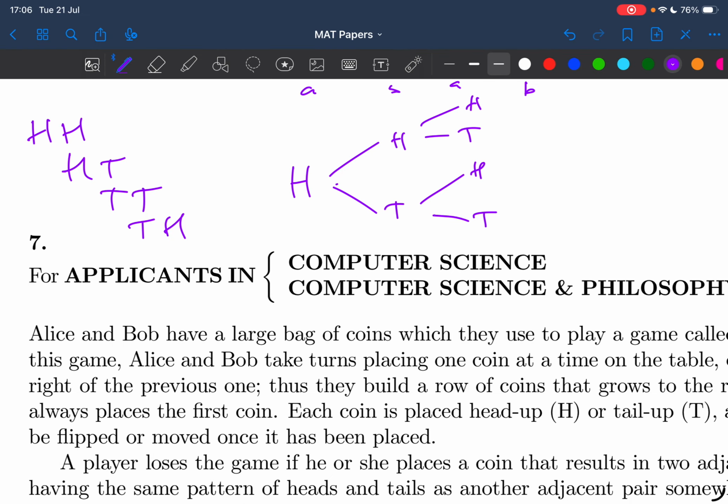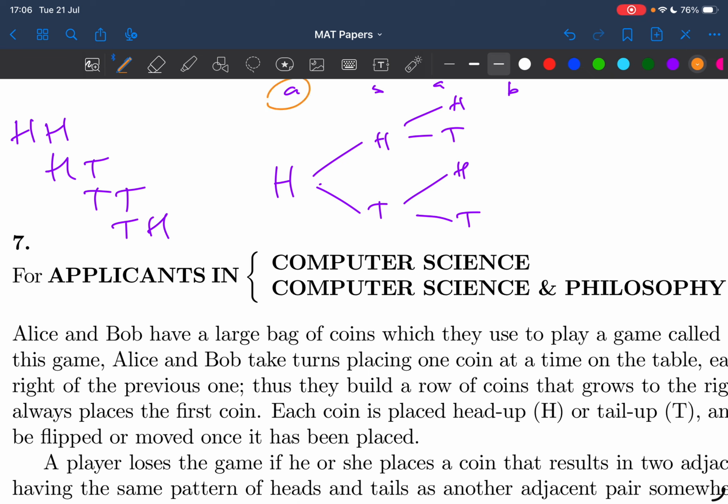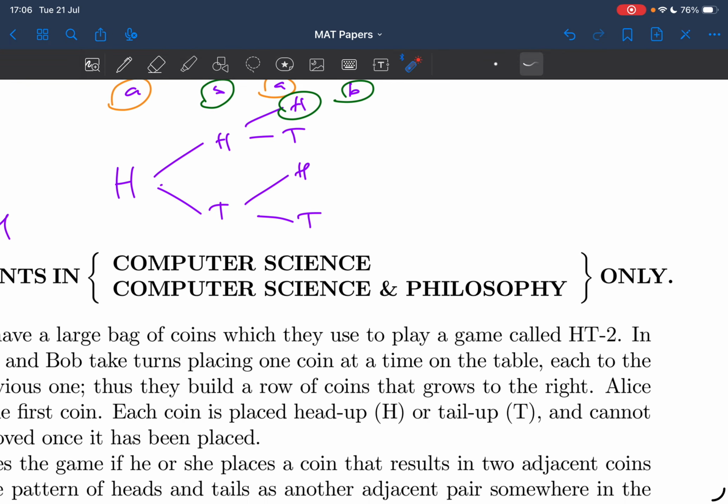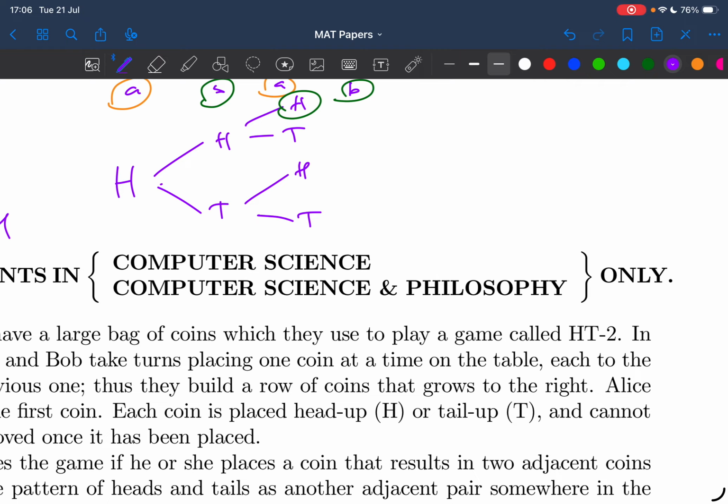But what we'll do is we'll circle them when someone's won. So Alice can be orange and Bob can be green. So here, Bob wins because Alice has done stupid things and she's done just heads in a row. That's the quickest way to lose, what we had down the page underneath. So Bob's choice is then here.